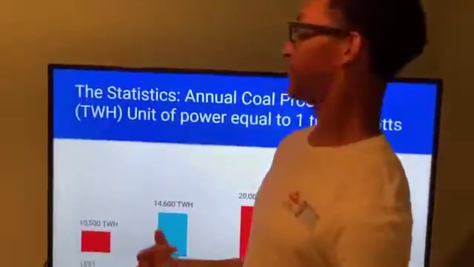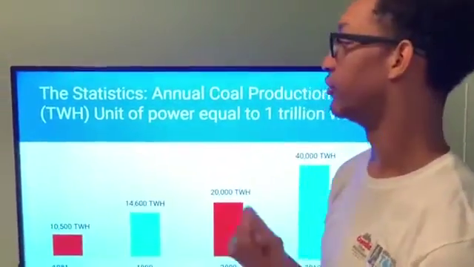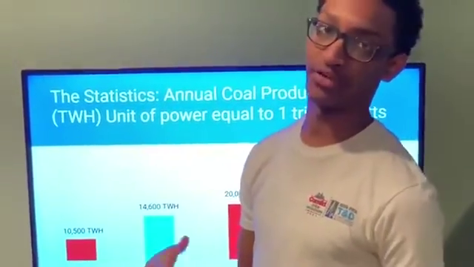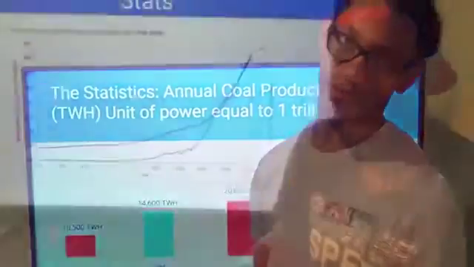Now, as you see here, this is very bad for our atmosphere, and we should not be using this amount of coal. This is why we are trying to reuse carbon dioxide in our atmosphere to use it for energy instead of fossil fuel and nuclear power plants.